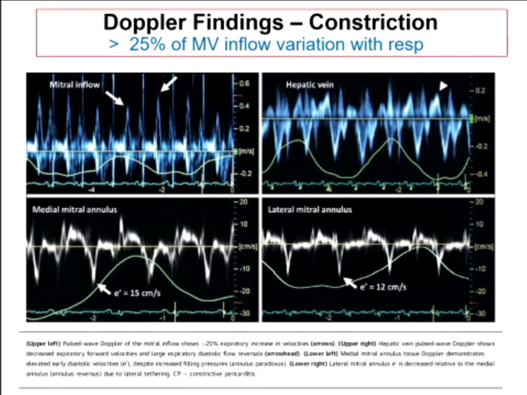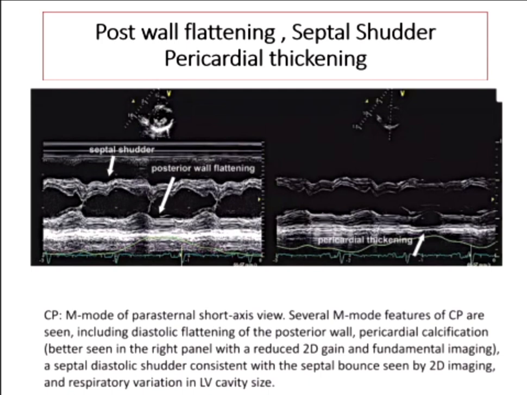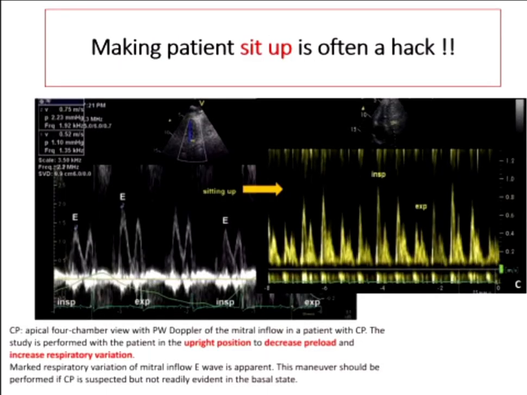More than 25% of inflow variation is something that we'll have to calculate in terms of inspiration and expiration. Get your respirometers on well, and then see whether it happens. This is not something that happens commonly at all in RCM. As I said, posterior wall flattening, septal shudder, and pericardial thickening. Again, do not go by any number. There is no sacrosanct number. It's the hemodynamics which are much more important than a number.